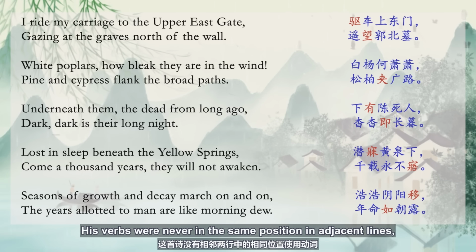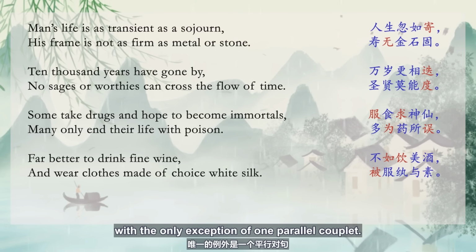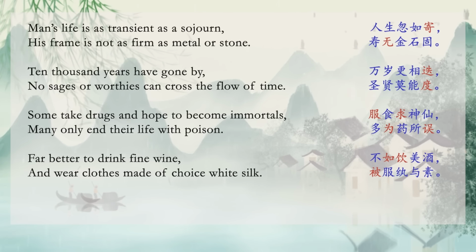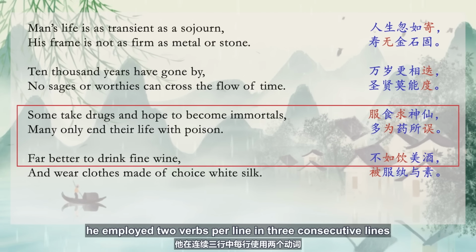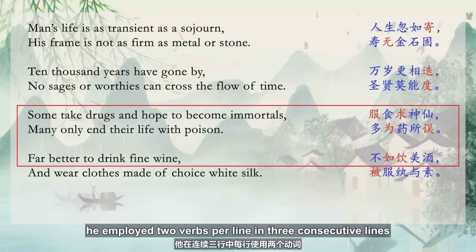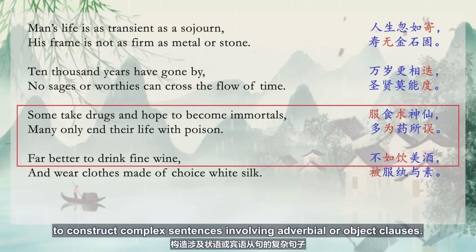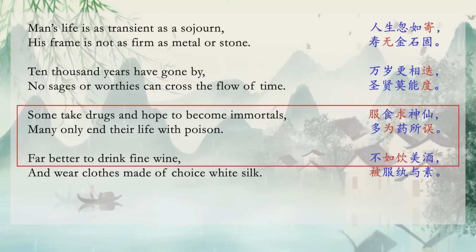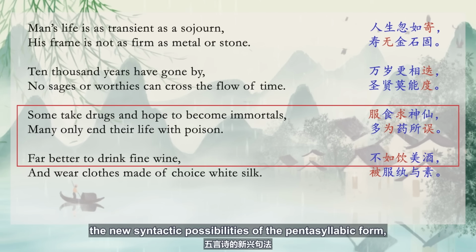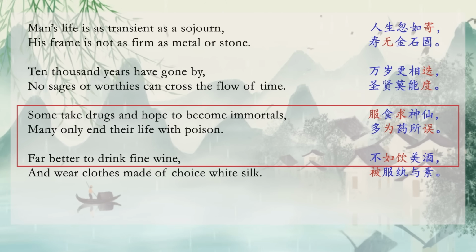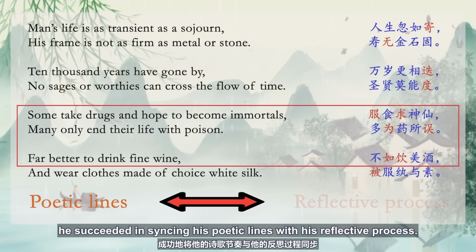His verbs were never in the same position in the adjacent lines, with the only exception of one parallel couplet. And at the end of the poem, the poet employed 2 verbs per line in 3 consecutive lines to construct complex sentences involving adverbial or object clauses. By skillfully exploiting the new syntactic possibility of the pentasyllabic form, he succeeded in syncing his poetic line with his reflective process.